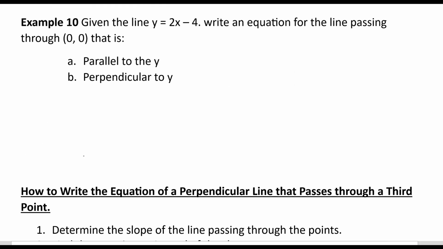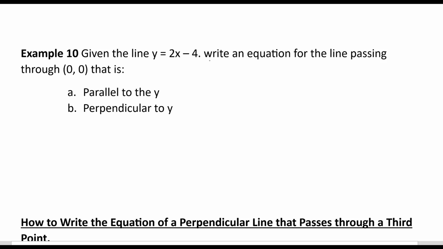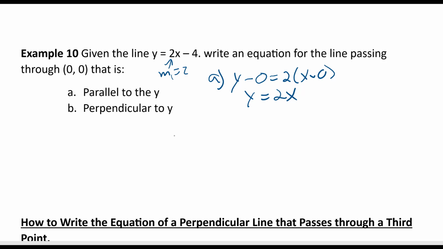So given the line y equals 2x minus 4, write an equation for the line passing through 0, 0 that is parallel to y and then perpendicular. So our slope here, I'm going to call it m1, is 2. So for part A, we'd have y minus 0 equals 2 times x minus 0, or y equals 2x.